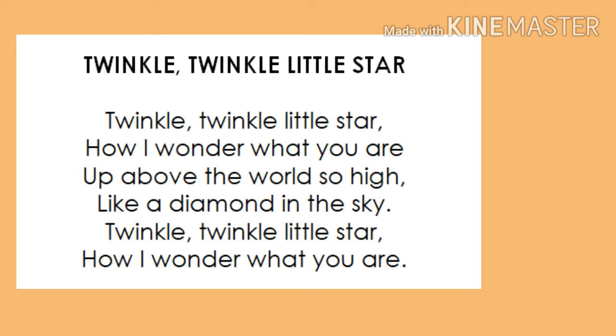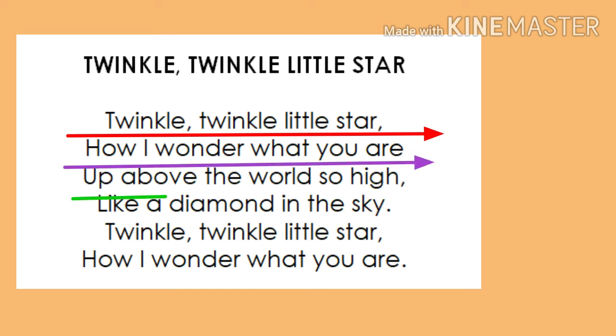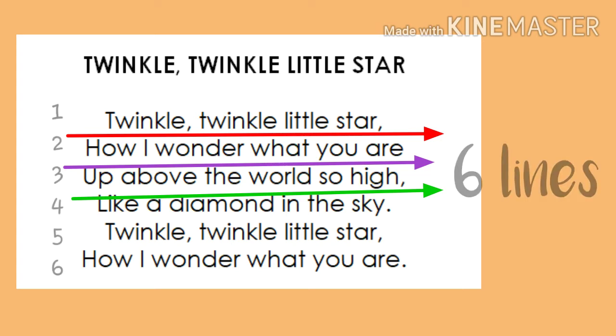Line is a group of words arranged into a row. In our example, this one is a line because this is a group of words arranged into a row. This one is also a line, the same with this one. So in this part, we have 6 lines.